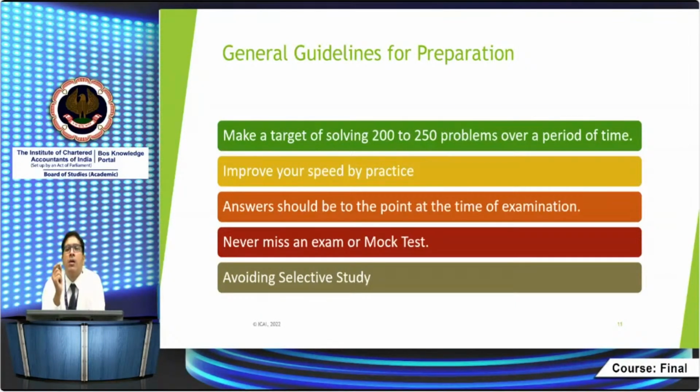Right? Students, speed is necessary, but speed you will gain automatically, and it depends upon practice. Practice is the key for success. Next point is, the answer should be to the point at the time of examination.